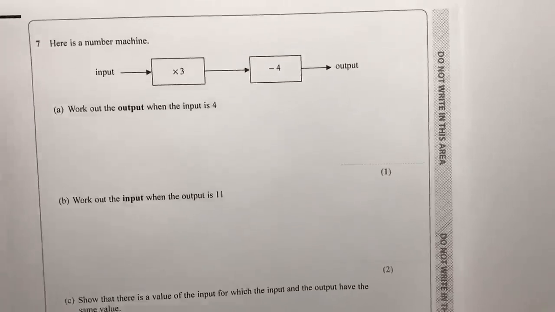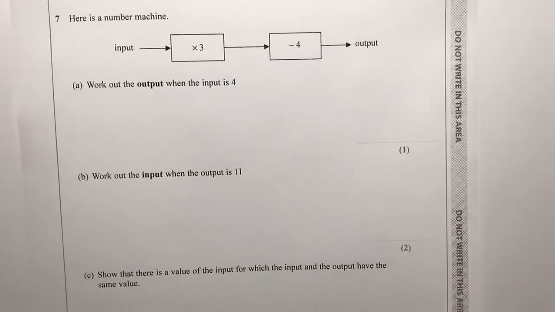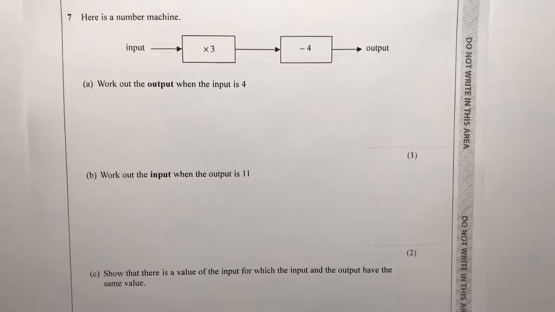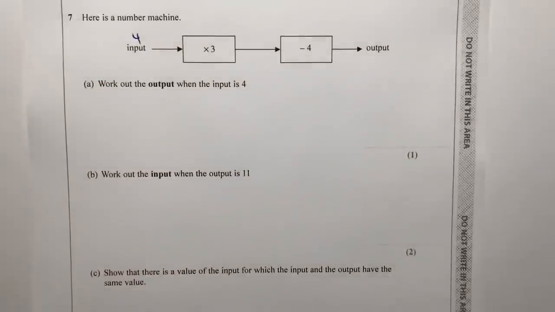Okay, so let's move on then to question number 7. And in question number 7, we've got an input machine. Okay, these are becoming quite popular actually. I seem to see these quite a lot on exam papers. And it says work out the output when the input is 4. So what we're actually saying is that we're putting in 4 into there.